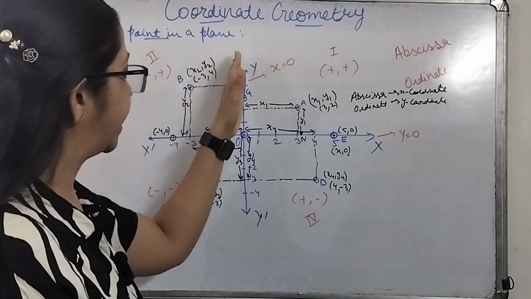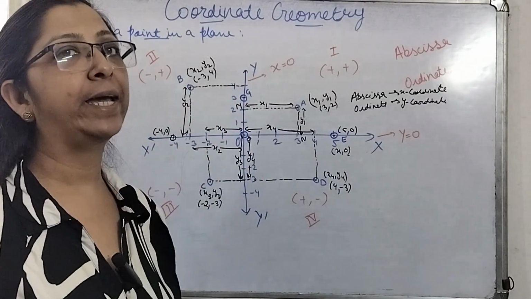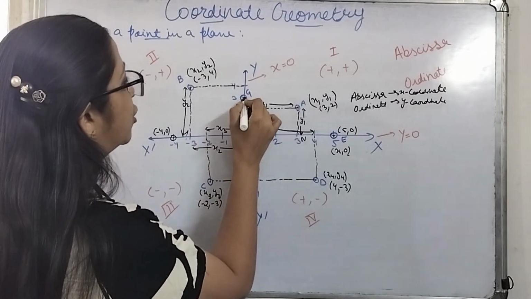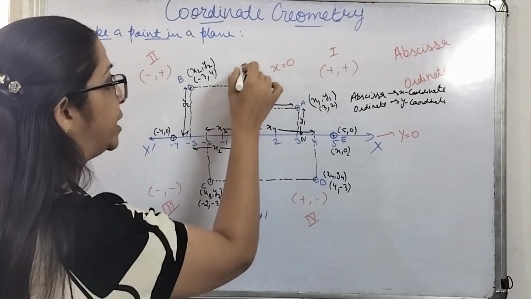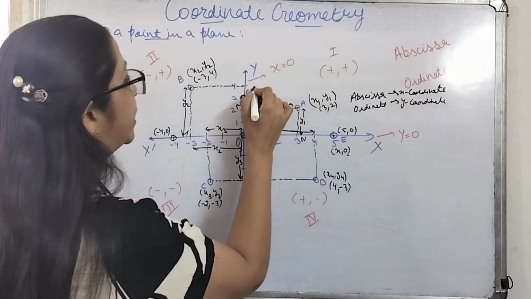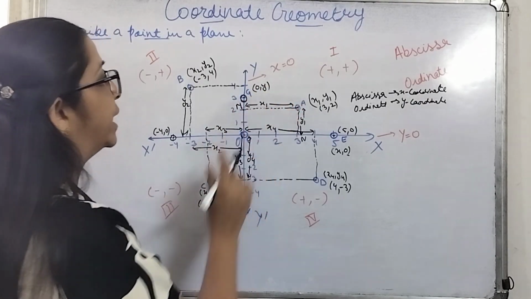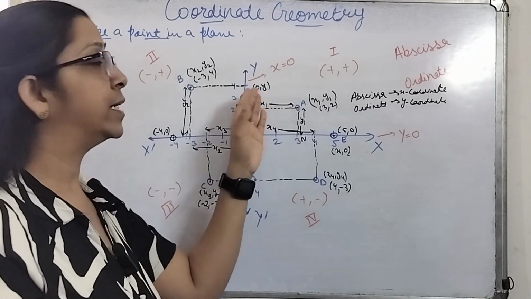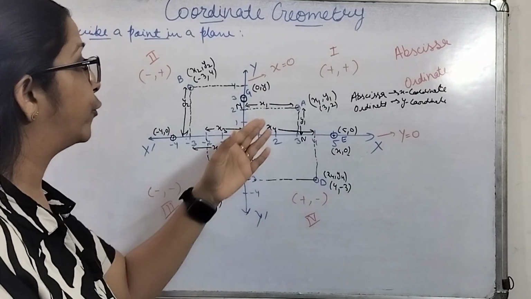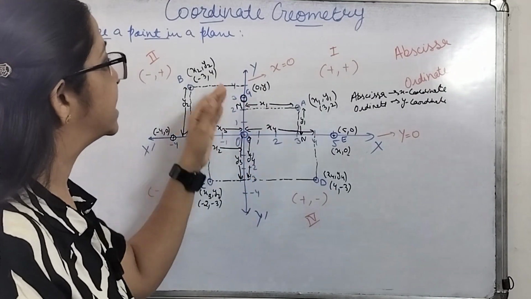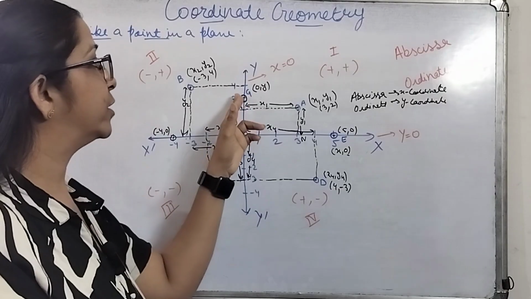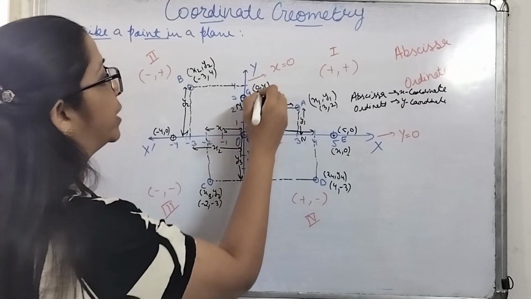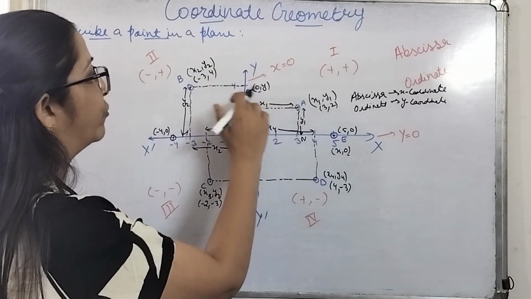Now similarly, if there is any point which lies on the y-axis, then its x coordinate will be 0. Now see over here, suppose I talk about this point G. This point G is lying on the y-axis, so its coordinate will be (0, y). Its x coordinate will be 0. Because the x coordinate is the perpendicular distance of the point from the y-axis, and the point is lying on the y-axis, so the perpendicular distance of the point from the y-axis is 0. That's the reason its x coordinate will be 0 and its form will be (0, y).